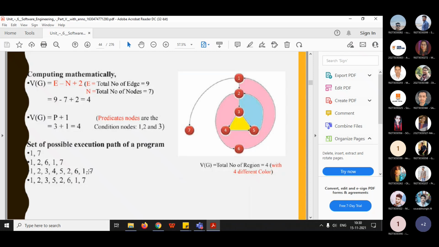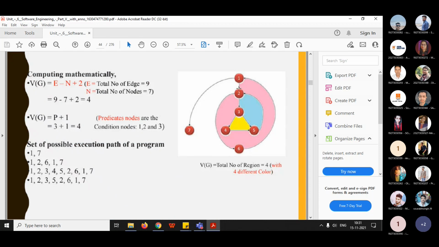See here, next path is 1 to 2, then 2 to 6. This is another path, then 6 to 1, and then 7. So this is the second path, 1, 2, 6, 1, 7. Next path, 1 to 2, 2 to 3, 3 to 4, 4 to 5, 5 to 2, then 2 to 6, then 6 to 1, then 1 to 7. This is another path.